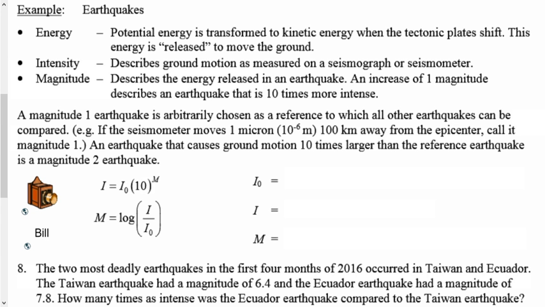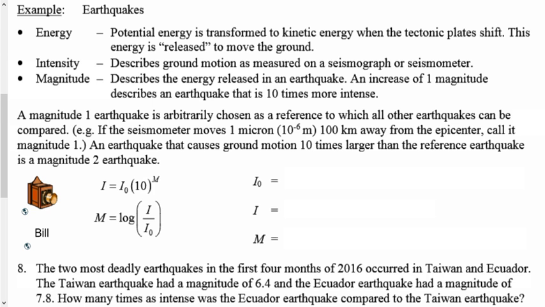Because a magnitude 1 earthquake is just arbitrarily chosen, which means it's random. Somebody decided, oh, this is how we're going to measure earthquakes, and we'll call this a 1. Why? Because we need some starting point. So the ground motion that causes 10 times more would be a magnitude 2 earthquake. And so we can see that there's exponential growth in terms of the intensity, and so we can have a logarithmic relationship when we look at the magnitude.